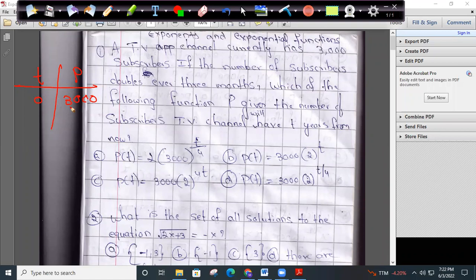Just 1 second here. The pen is doing some actions. It's not allowing me to. Yeah. So when T is equal to 1/4, it should be 6,000. When T is equal to 1/2, it should be 12,000. So just plug in these values. Just 1 second, the pen is acting up here. It will write again.